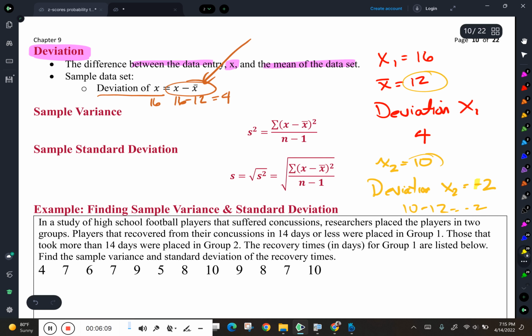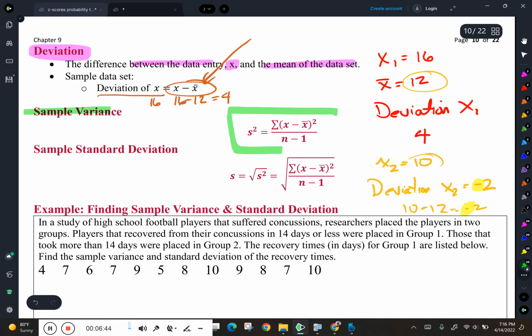The sign matters because the sign tells us whether we are larger than average, larger than the mean, or smaller than the mean. All right, so our job is to determine the measure of variation, or the variability, in a data set, and we're going to use the deviation. We're going to take that deviation, add up all of the deviations for all of the data points in the data set, and then calculate something called the sample variance.